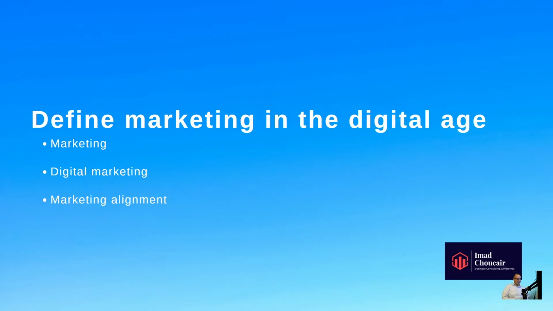Wow. Okay, that was a long one. So now let's give you a formal definition of what marketing is about. Great. So we're going to talk about marketing in this section, digital marketing and marketing alignment. Nice.